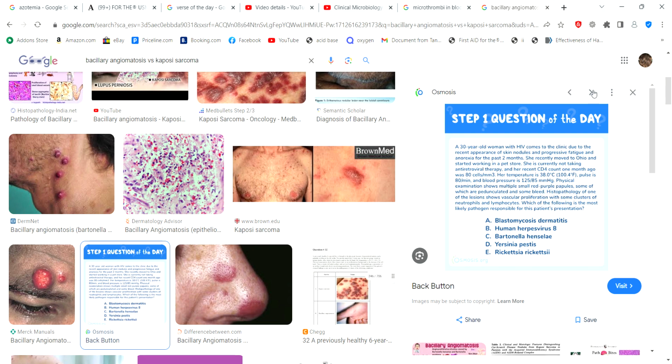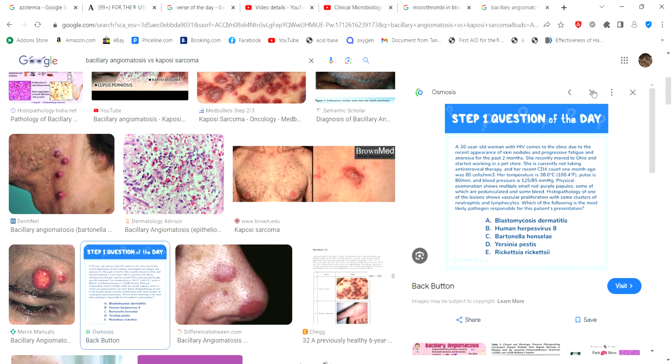Temperature is 100, pulse is 80, BP is 125 by 85. Physical exam shows multiple red, purple papules, some of which are pedunculated and some bleed. Histopathology of one of the lesions shows vascular proliferation with some clusters of neutrophils and lymphocytes. Which is the most likely pathogen responsible for the patient's presentation?